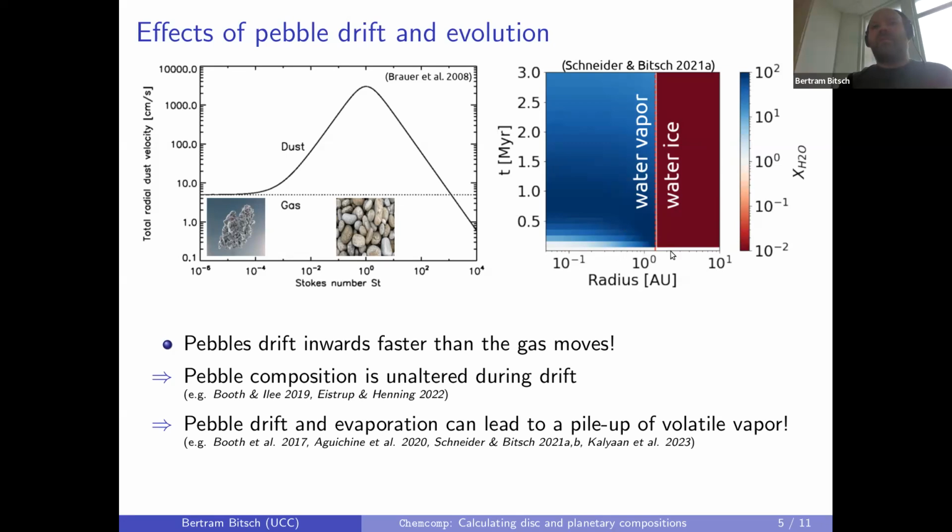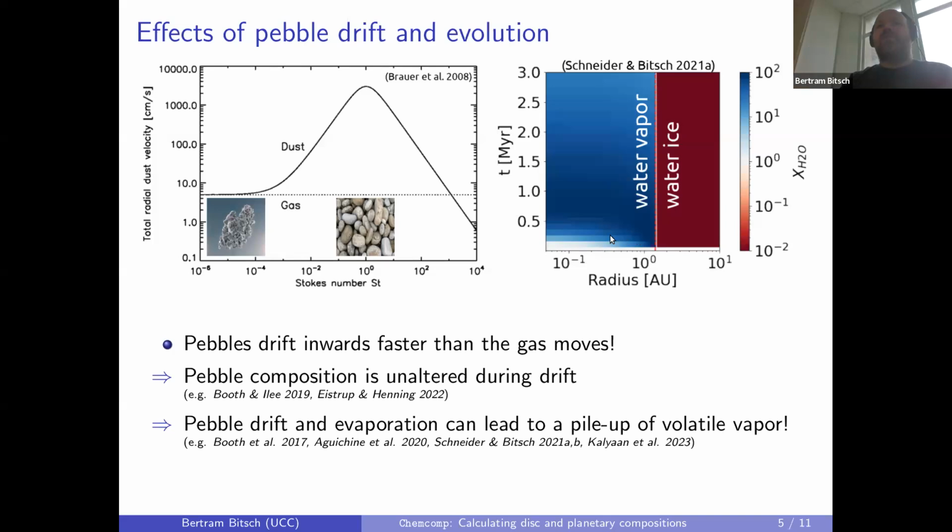So what happens is, in the very early stages, your pebbles start growing, and then they start to drift inwards, and then they will evaporate when they cross the water evaporation front, and they will release their volatiles into the disk. Now, this will cause an enhancement in the water vapor compared to the initial amount of water vapor because of the velocity difference between the gas and the dust. So the pebbles go in very fast, they evaporate, they become gas, and suddenly they're moving much, much slower. So we can actually get a pileup of this vapor close to the inner regions of the protoplanetary disk.